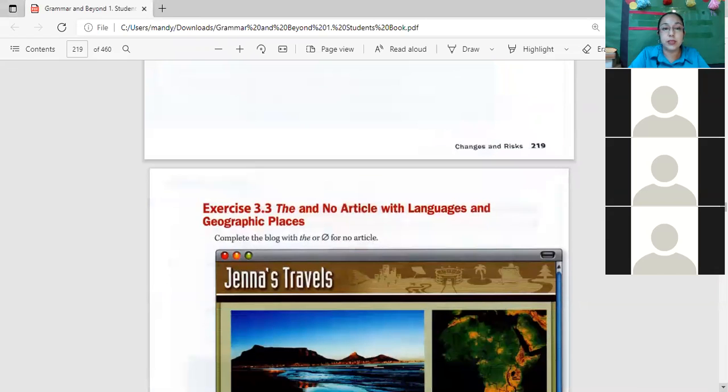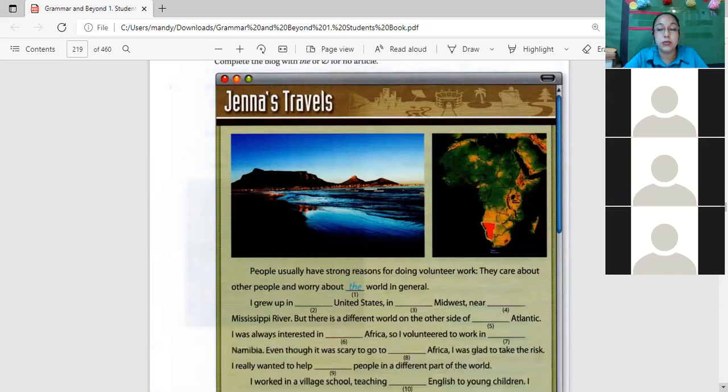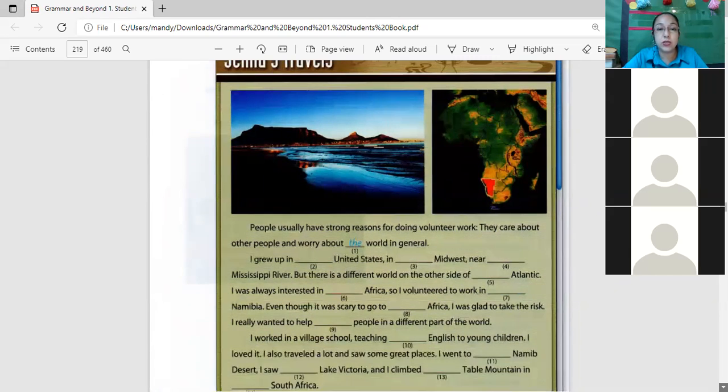Okay, we pass to exercise 3.3. The article with languages and geographical places. We complete the information in the blog. Maybe we write an article or no. Let's remember the rules. In some countries, we write the article, but not the majority all the time. And also, in geographical places, in some cases it's necessary. Okay, Gina's travel, let's see.